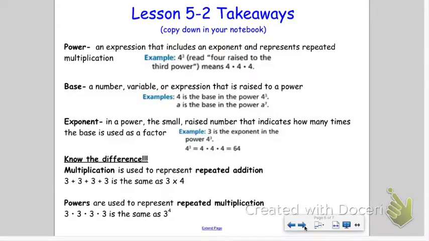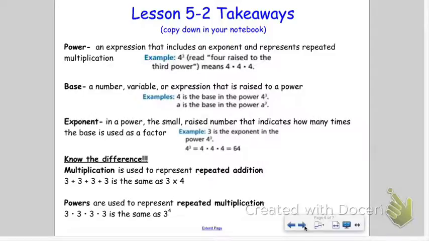Let's take a look at your takeaways. First, we have the definitions of a power. Remember, a power is basically an expression that includes an exponent and represents repeated multiplication. Remember, powers represent repeated multiplication. So the example here is 4 to the third power. The base is usually the bigger number. It's a number, or it could be a variable, that's raised to the power. So in 4 to the third power, 4 is considered the base.